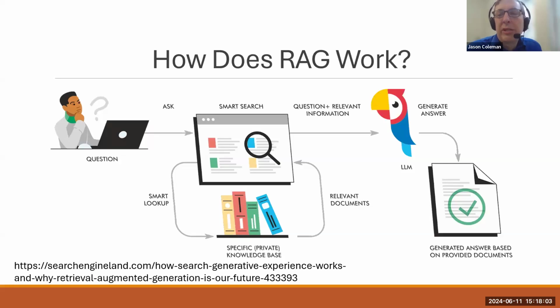Then the system retrieves relevant documents, and they basically append that information to my initial question. An LLM then generates an answer, which we saw with Perplexity, and that's how it works.